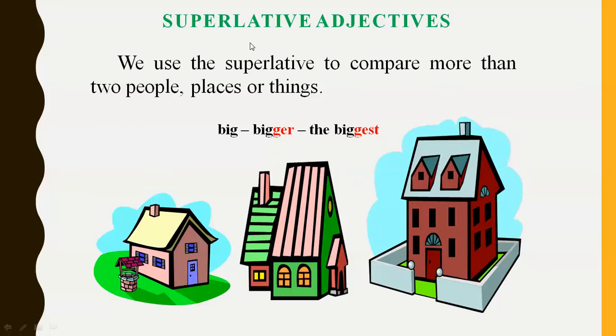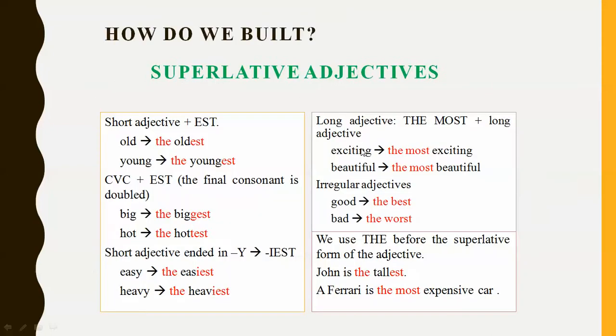For superlative adjectives, we use the superlative to compare more than two people, places, or things. Look here, we have this house is big, this house is bigger, and that house is the biggest one. So we double here, and we have ER, double, and we have EST. This is the superlative spelling. Old, the oldest, the youngest. If I have consonant, vowel, consonant, I should double the final letter and add EST. For big, for hot, etc.